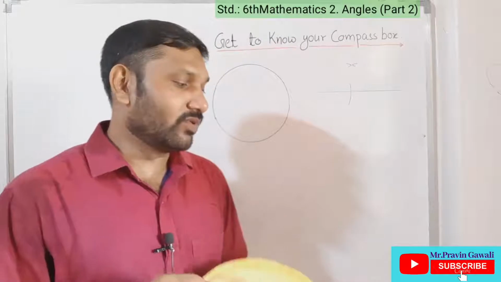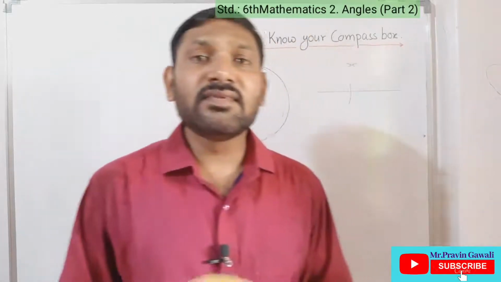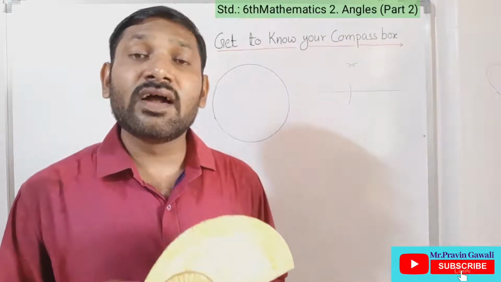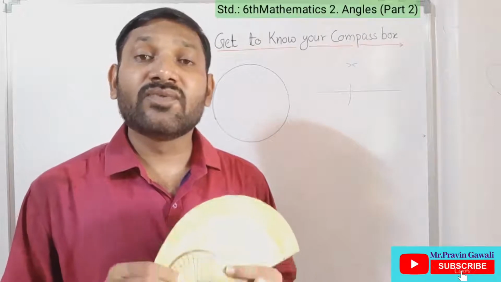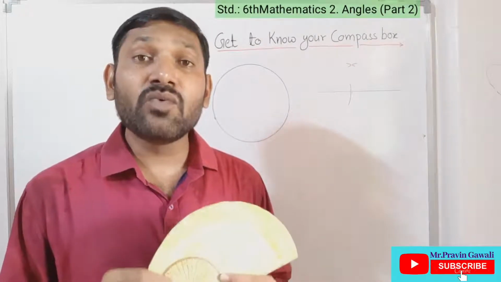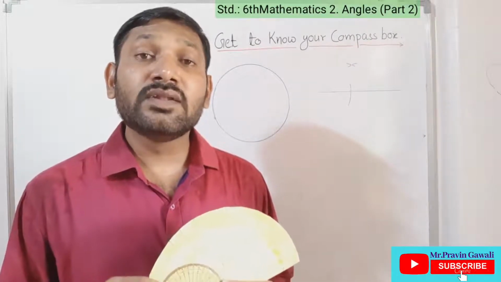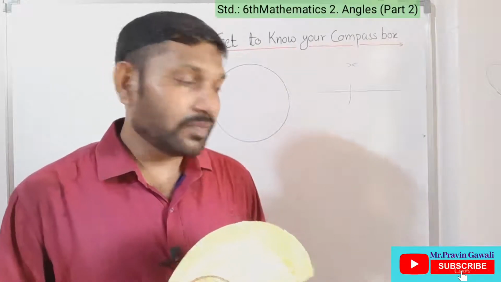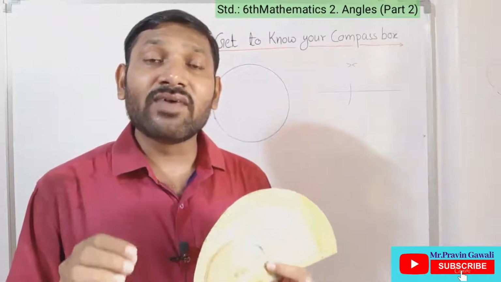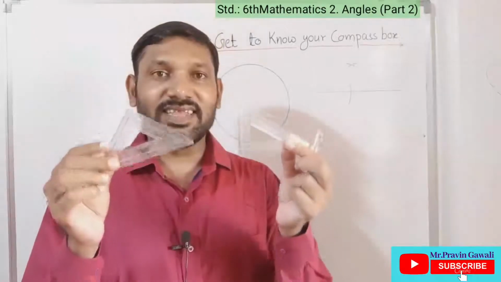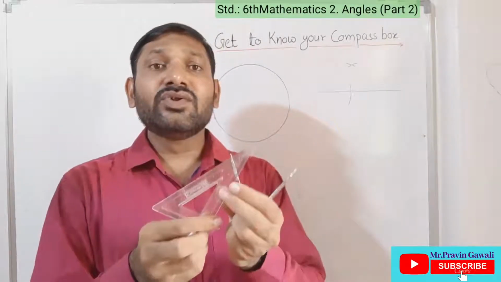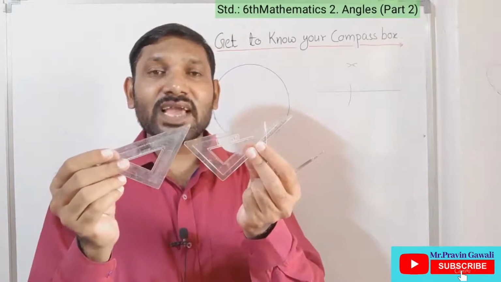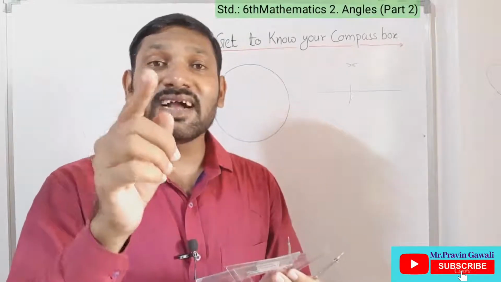Very good. Now student, these things we have already learned in the previous classes, in the 4th and 5th class. Now we are going to learn about new instruments that are always available in the compass box. These are the things. Do you know about these things? If you know, type your answer in the comment box.